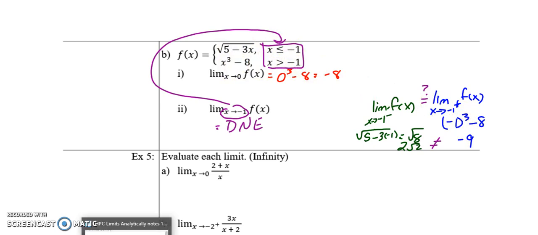Okay, that's piecewise. We'll pick up the infinity ones on part 4.